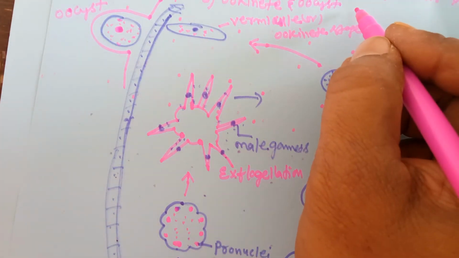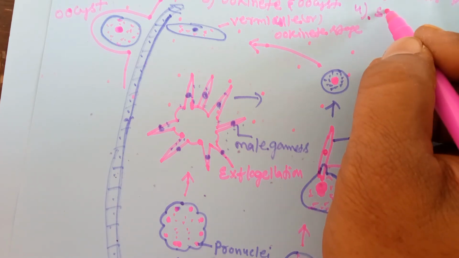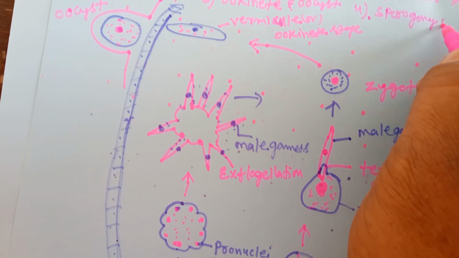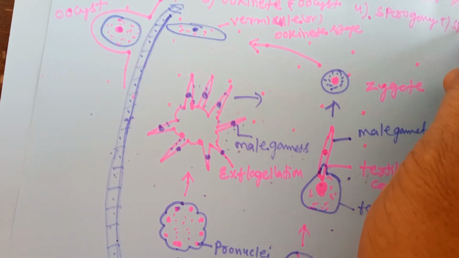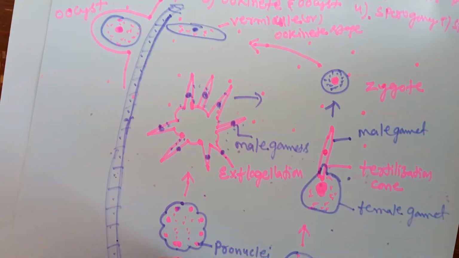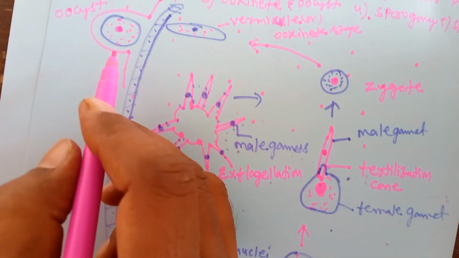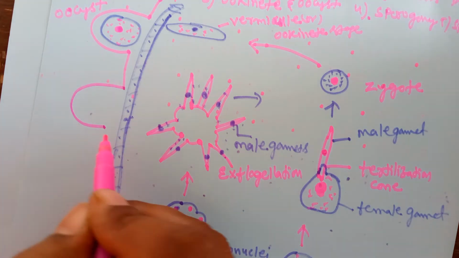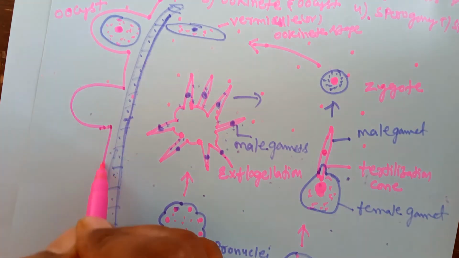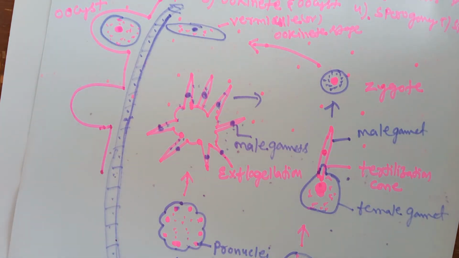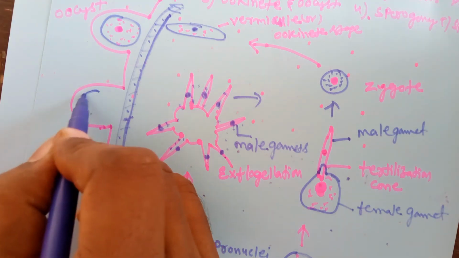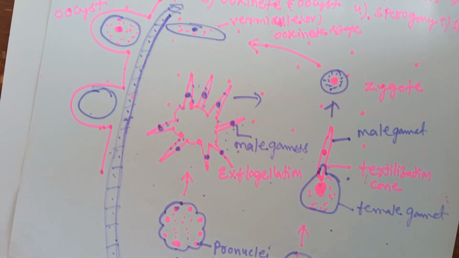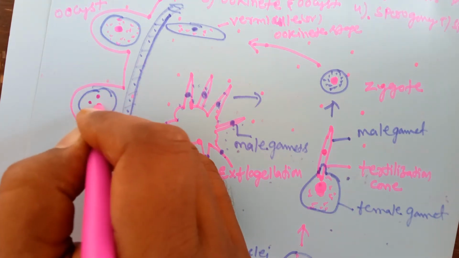The next, fourth stage is called sporogony, and the fifth stage is the sporocyst. According to scientists, the oocyst stage nucleus can divide mitotically.